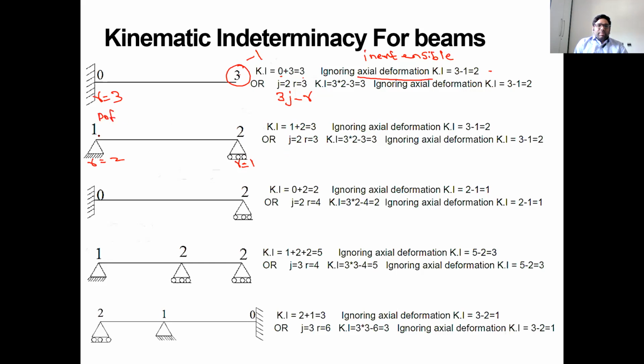Otherwise, the degree of freedom for pinned is equal to 1, and for roller is equal to 2. So total it will be 3. For inextensible, it will be 1 here. So total 2. Or you can simply say 3j minus r, 2 joints and 3 reactions. So like that, for fixed, roller, and pinned, you can see how many we are getting. Roller, pinned, and fixed: 2, 1, 0. Total 3. So either you can write it in terms of degrees of freedom, or you can solve it based on 3j minus r. Whichever is comfortable for you, you can try to solve it.